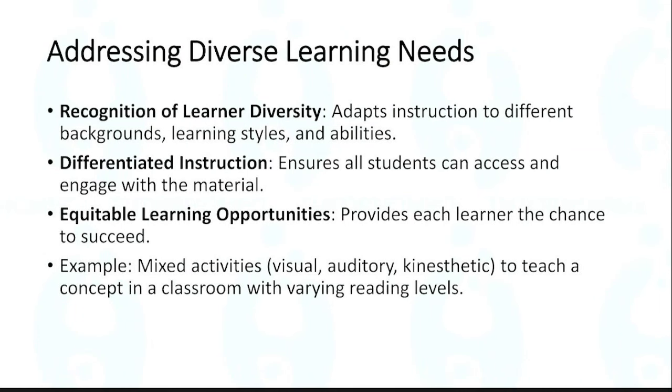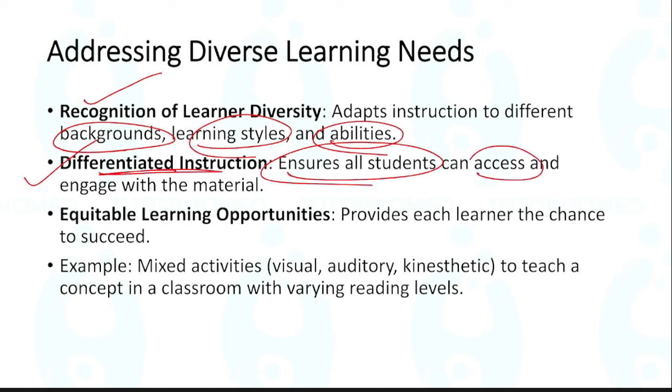Next one, addressing diverse learner needs. Because the learners are diverse, from different backgrounds, with different learning styles and different abilities, right? So the teacher has to recognize them and tailor the instructions. Differentiated instruction means tailoring instructions according to the student, so that all the students can have easy access and engage with the material. It can be by combining mixed activities like visual, auditory and kinesthetic, all the learning methods in the same teaching method, so that all the students present in the class get the benefit of learning. That provides equity, or equitable access to learning, to all the diverse groups of students.